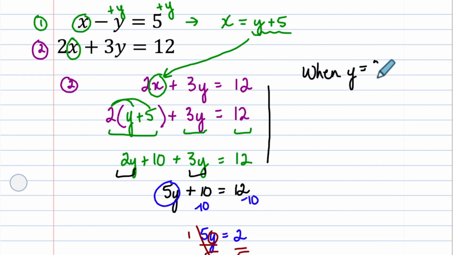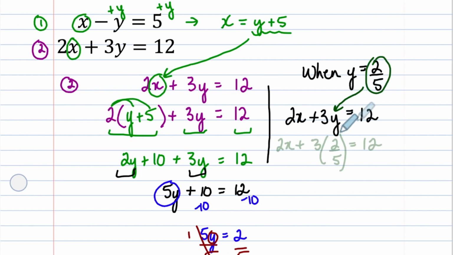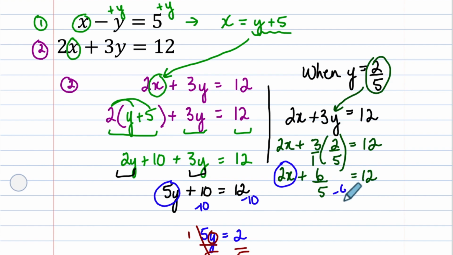When y is 2/5, what is x? We'll use that same equation and insert the 2/5 right there. Line up your equal signs. Now we have 2x plus 3 times 2/5. You multiply the numerators and multiply the denominators. Reduce if possible. And we want to isolate the 2x by subtracting 6/5 from both sides. 2x is equal to 12 minus 6/5.